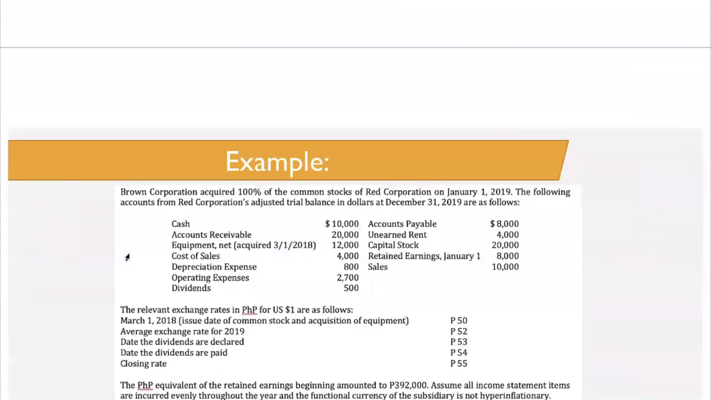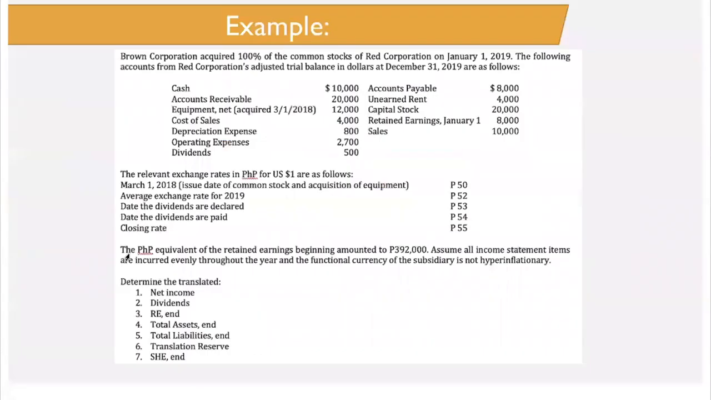Okay, let's have a comprehensive example wherein we need to compute for everything. We now translate a foreign financial statement. So Brown Corporation acquired 100% common stock of Red Corporation on January 1, 2019. The following accounts from Red Corporation's adjusted trial balance in dollars at December 31, 2019 are as follows. Okay, so it is in dollars. The relevant exchange rates in Philippine pesos for $1 are as follows: March 1, average exchange rate, date the dividends are declared, date the dividends are paid, the closing rate.